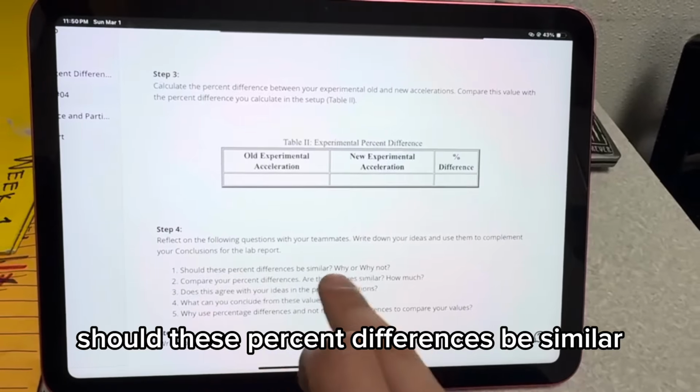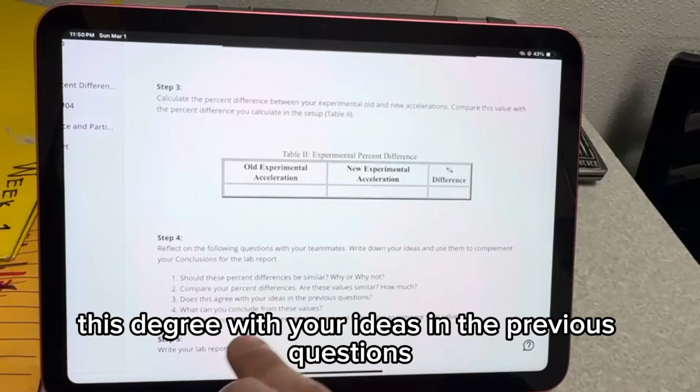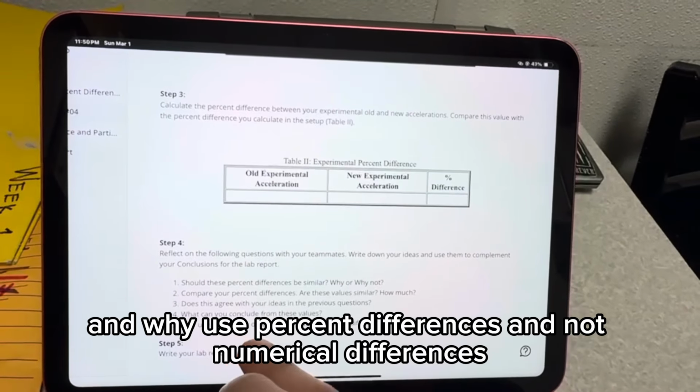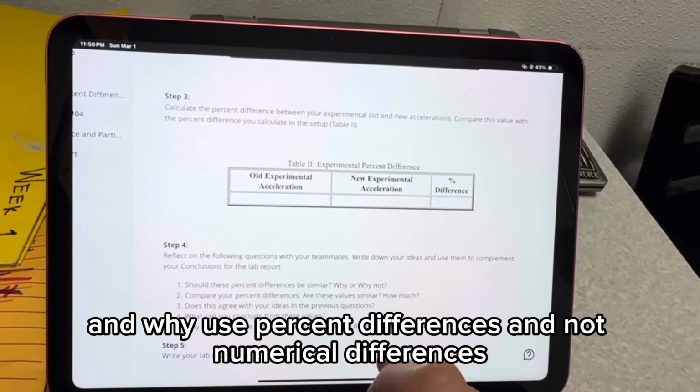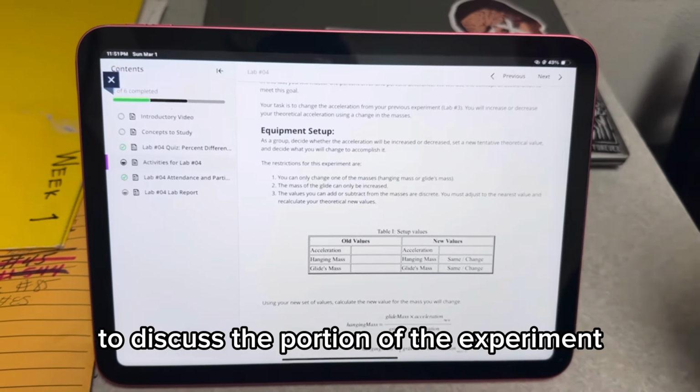Should these percent differences be similar? Why or why not? Compare your percent differences. Does it agree with your ideas in the previous questions? What can you conclude from these values, and why do you use percent differences and not numerical differences to compare your values? I'll be passing it on to my next group member to discuss the next portion of the experiment.